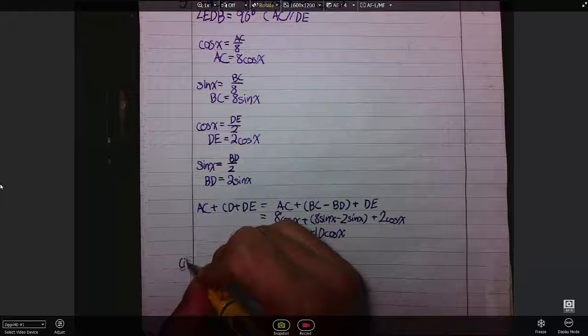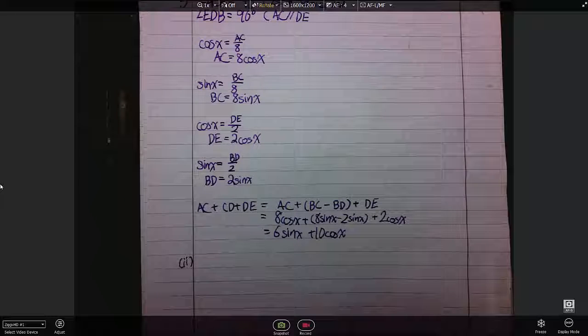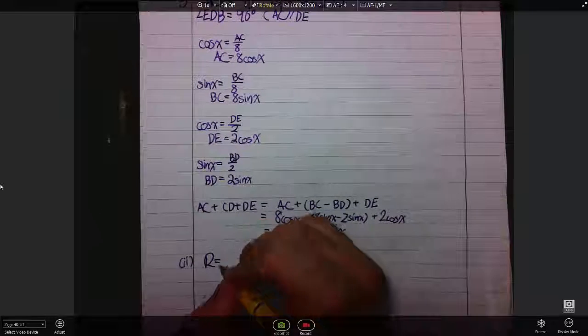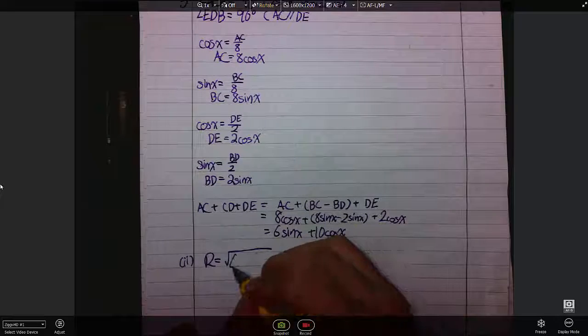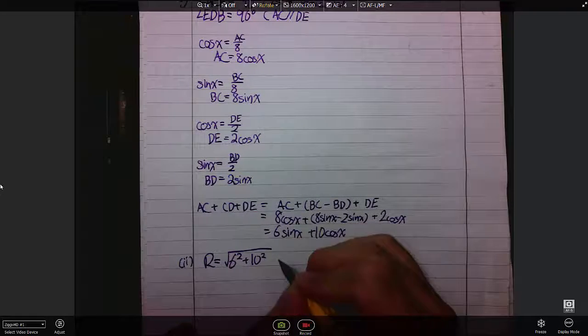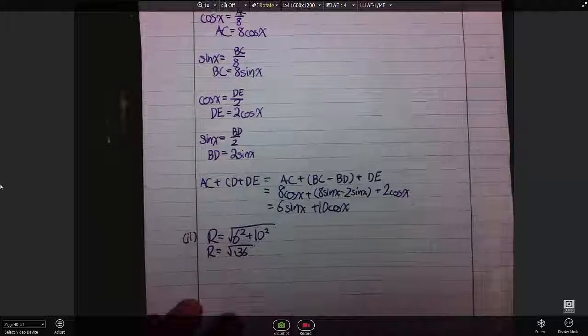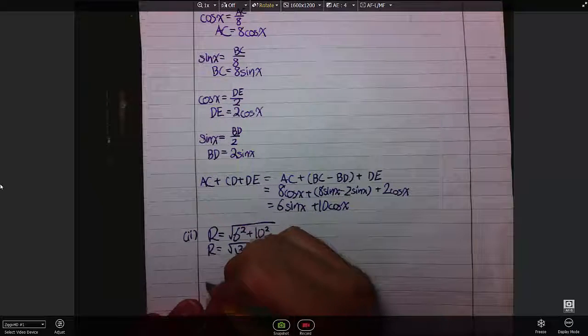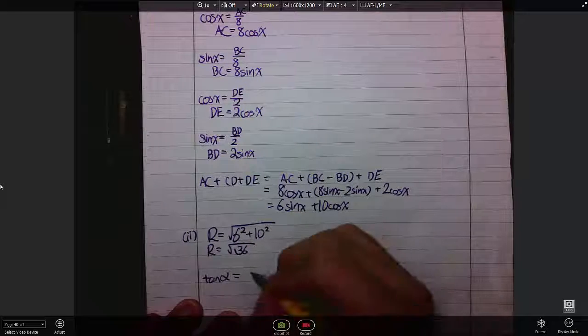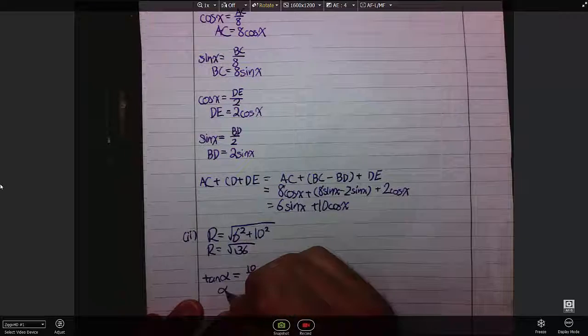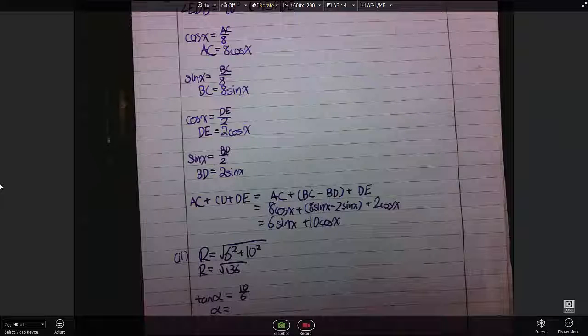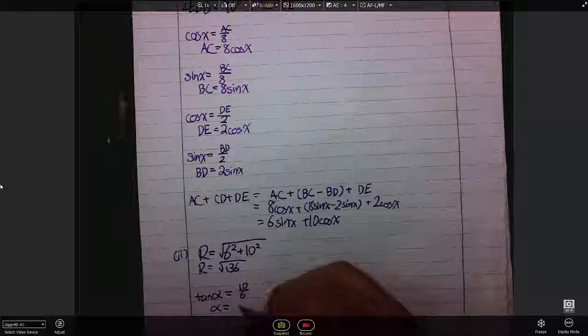Part 2. We are supposed to apply the R formula. So R is simply equal to the square root of 6 squared plus 10 squared. R equals root of 136. Next thing is to find alpha. Tangent alpha is equal to 10 over 6. For alpha, you simply take inverse tangent. You should get 59.036 degrees.